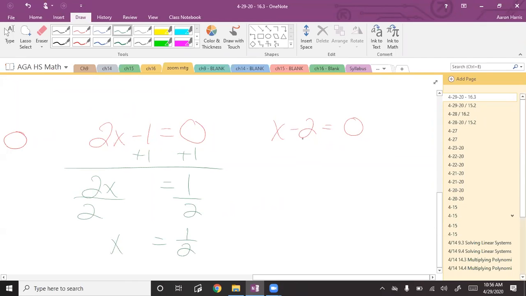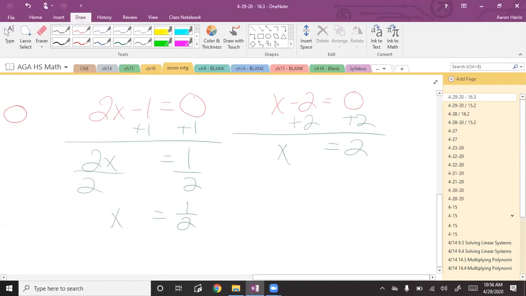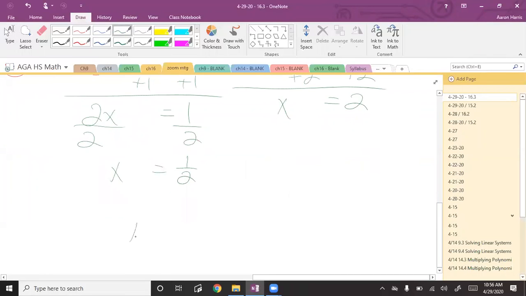What about here? What should I do on this other side? Plug positive 2 on the 0. So x is equal to what? 2. I get 2 answers. So x is equal to 1/2. X is equal to 2.